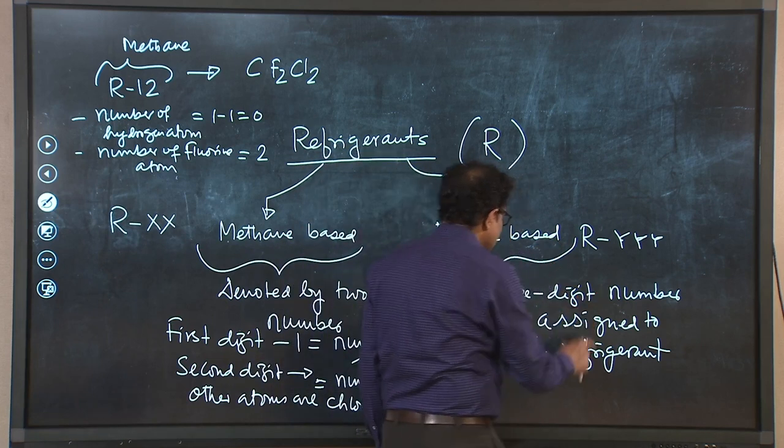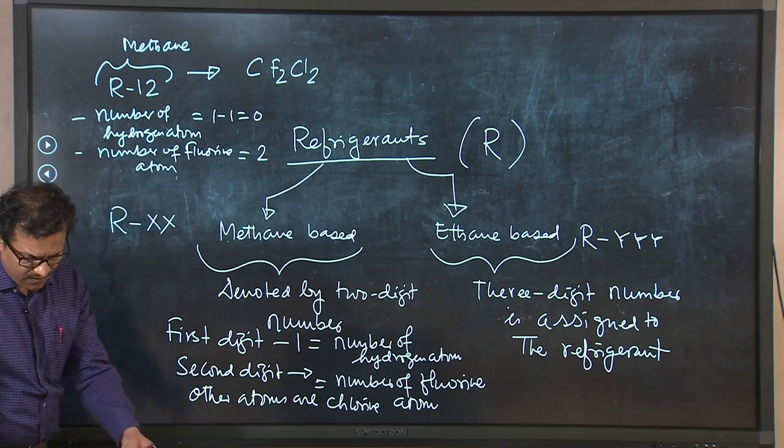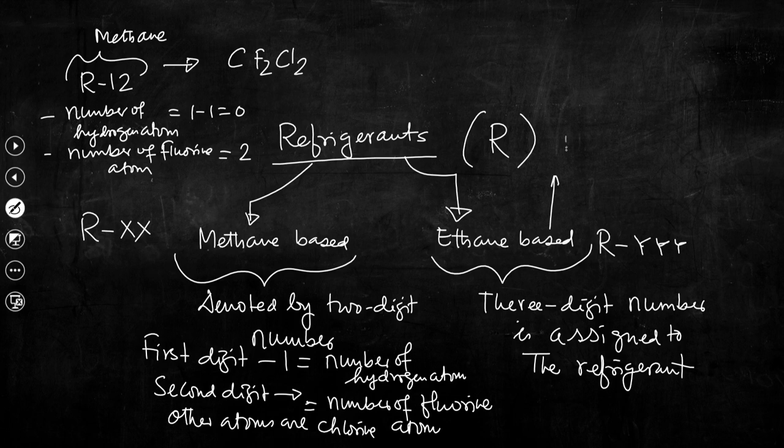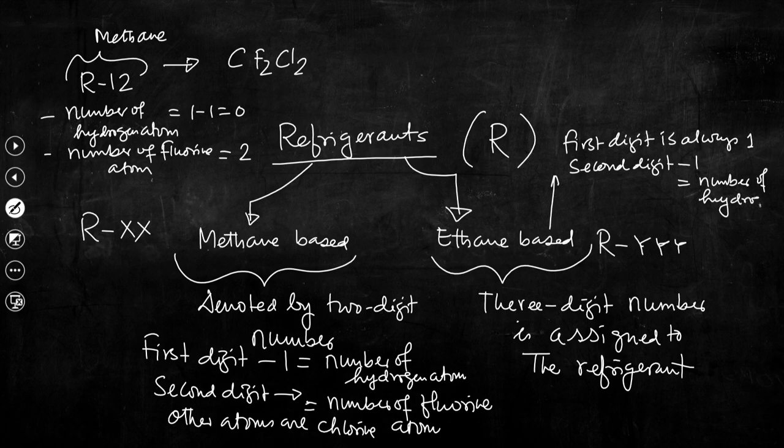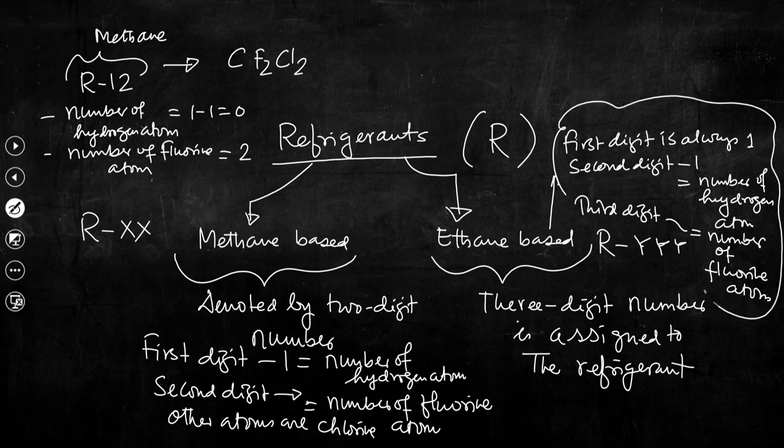Similarly, for the ethane based, 3 digit number is assigned to the refrigerant, right. So, first digit is always 1. Second digit minus 1 equal to number of hydrogen atom. Third digit equal to number of fluorine atom. And remaining atoms are chlorine. So, for example, if we take one common example, that is R113 or R134.